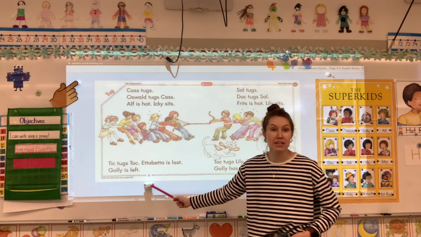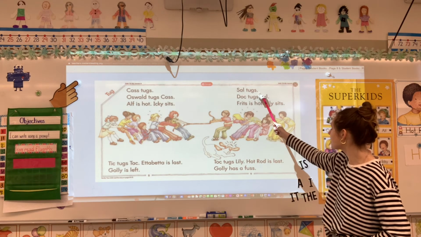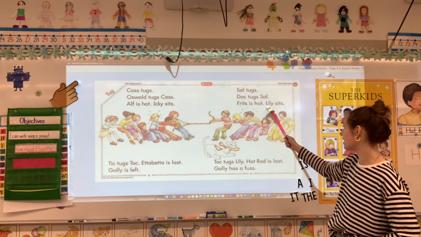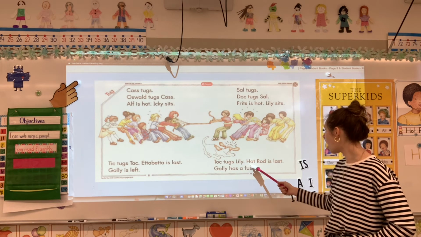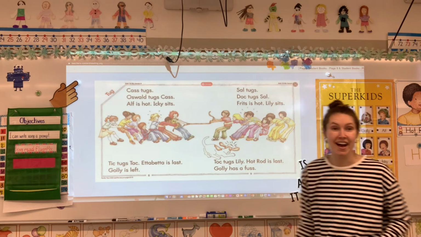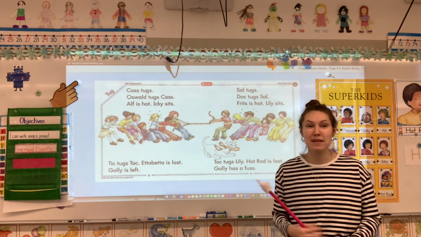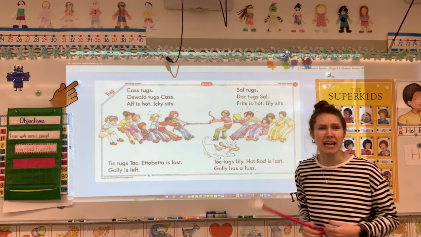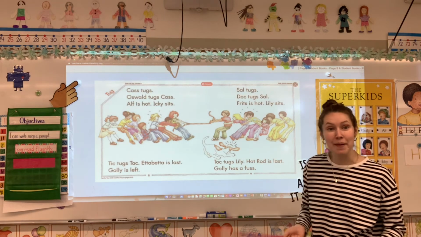Now that I'm done with page 8, I'm going to go back to the top of page 9. Sal tugs. Doc tugs Sal. Fritz is hot. Lily sits. Tack tugs Lily. Hot Rod is last. Golly has a fuss. A fuss? What is that? If you're making a fuss, it kind of looks like Golly is barking. He's making a fuss. He's kind of being loud. Now we're going to turn the page and see how it ends.